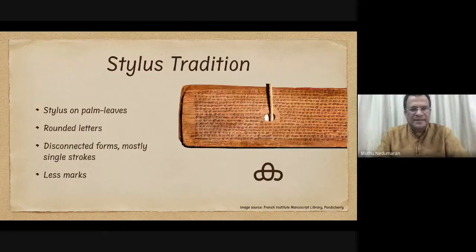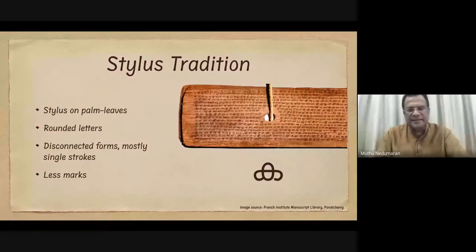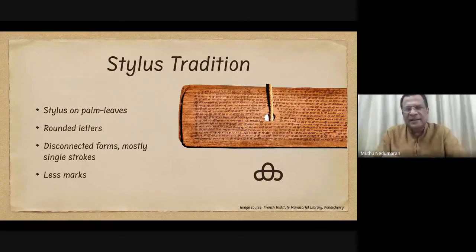Whereas in the south, if you look at the Malayalam letter ka, though you can see ka with contrast, this is the normal, the traditional form of writing the letter. So it's stylus on a palm leaf, rounded letters. The forms are mostly disconnected. You don't see them joining. So cursive is disjointed cursive. It's not like joined. You don't see two letters written together, three letters written together in the same form.